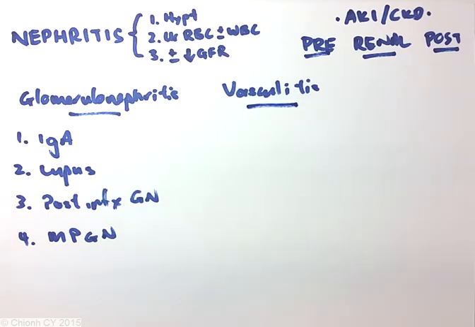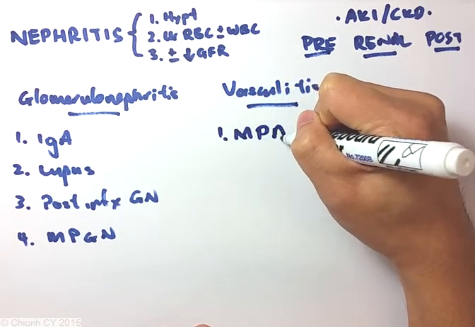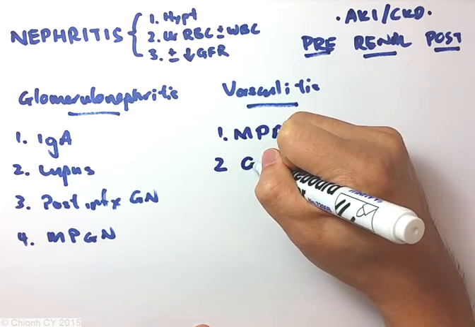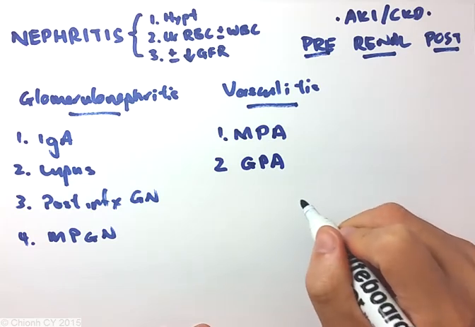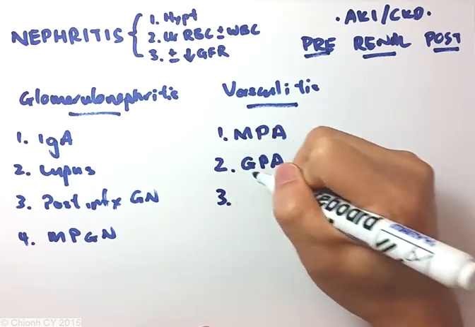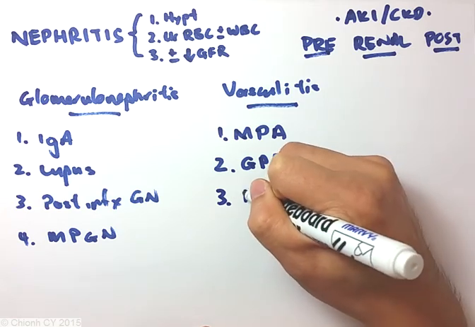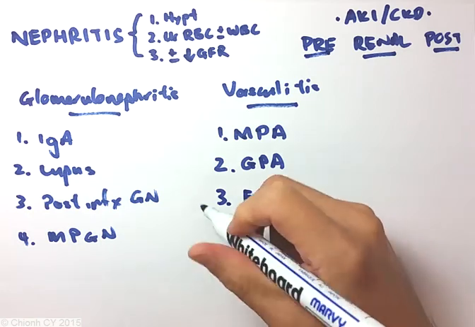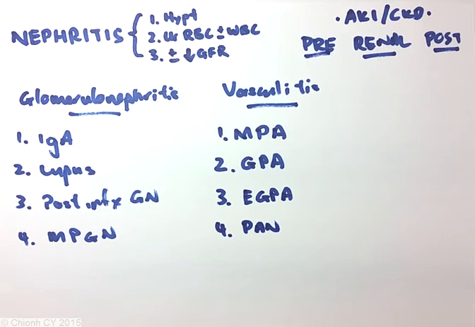Common vasculitic conditions that can affect the kidney include a microscopic polyangiitis, granulomatosis with polyangiitis, previously known as Wegener's, eosinophilic granulomatosis with polyangiitis, previously known as Churg-Strauss disease, and finally, polyarteritis nodosa.